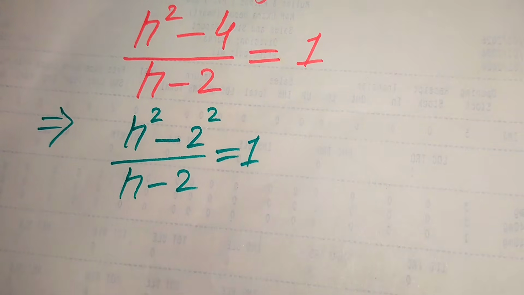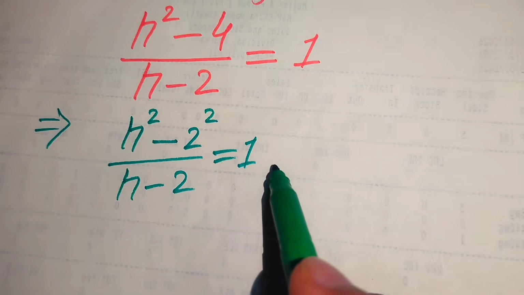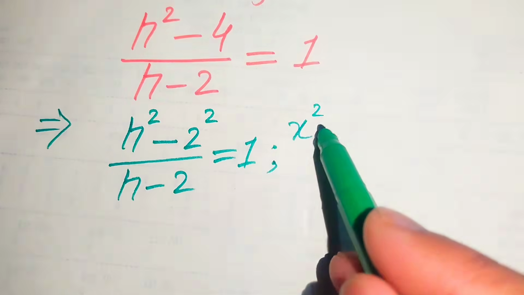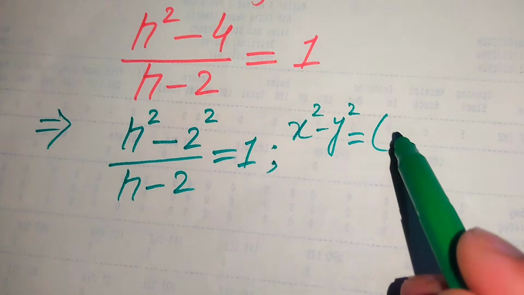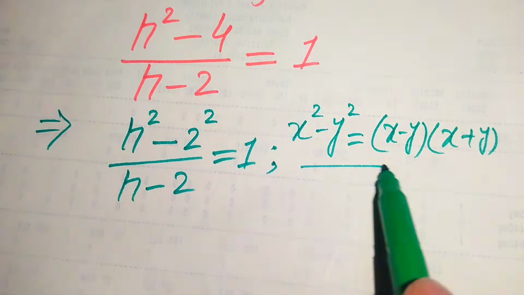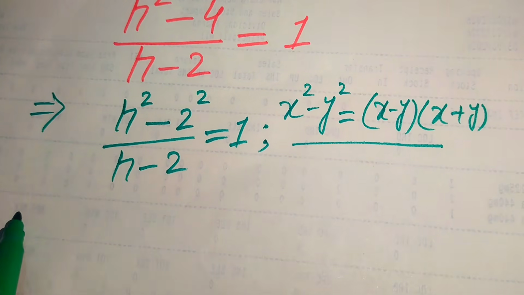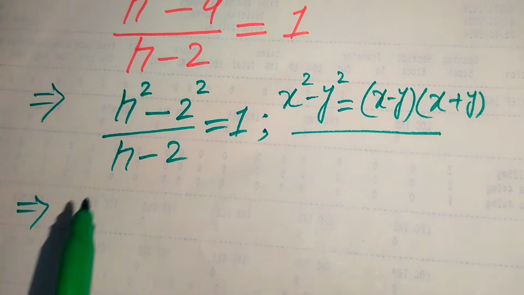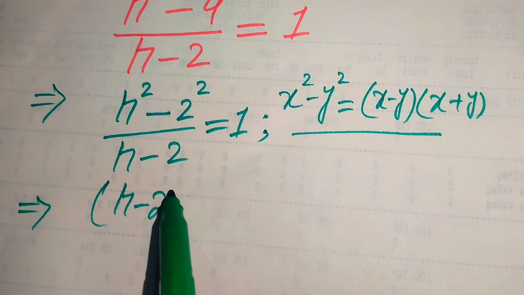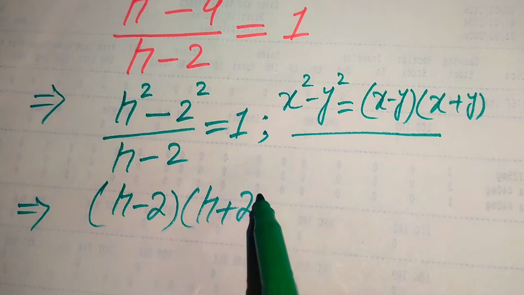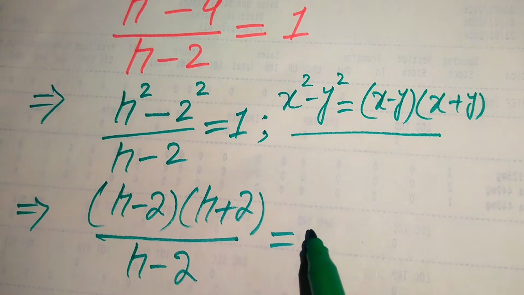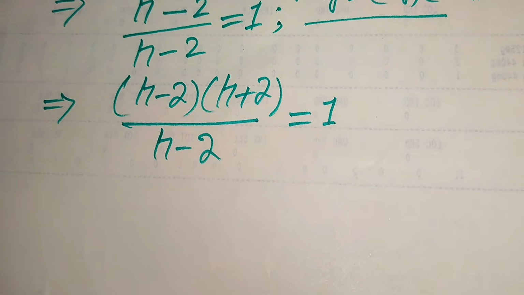Further, in the next step we need more simplification, and here we use the nice algebraic formula. You know about that: if we have x² − y², it is equal to (x − y) times (x + y). According to this formula, we write the above equation in this form. This is h² − 2², and it will be written as (h − 2) times (h + 2), and it is divided by h − 2, and this whole equation is equal to 1.